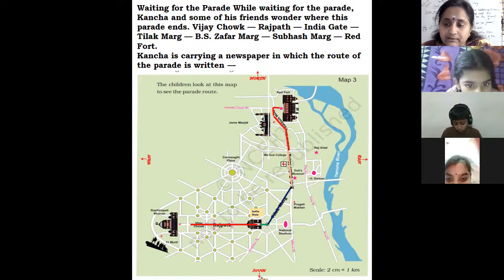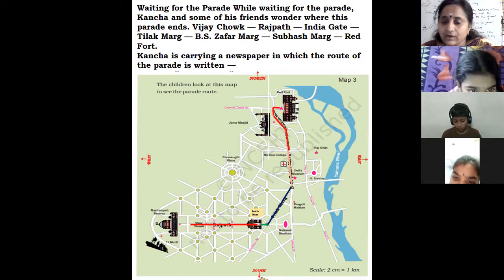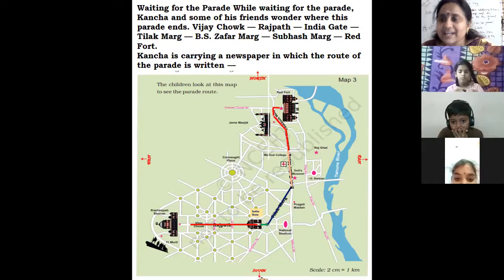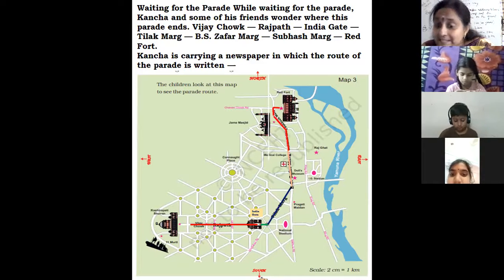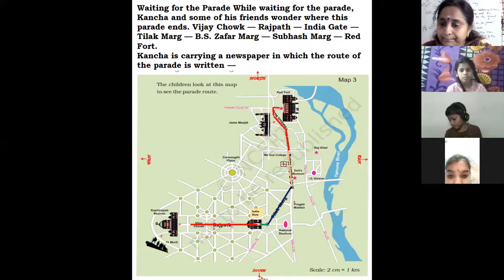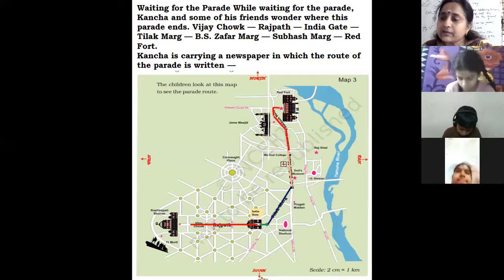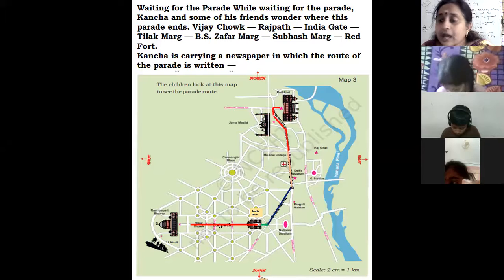One more is there. Observe it clearly and say. At the bottom of the map, what can you see? Ma'am, a scale. Yes. The scale is given in kilometers. What is the scale given for us? 2 centimeters, 1 kilometer. So 2 centimeters on the map is equal to 1 kilometer on the ground.